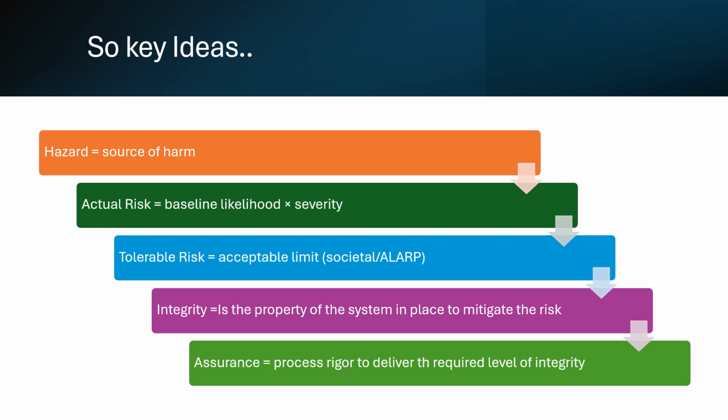Key ideas: understanding hazards, measuring risk, applying ALARP, and ensuring process assurance is essential for achieving dependability. These are the key ideas. You need to understand what a hazard is, what actual risk is, what tolerable risk is, how to define integrity, and what we mean by assurance.